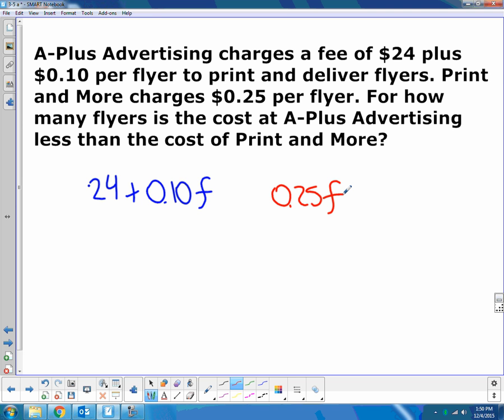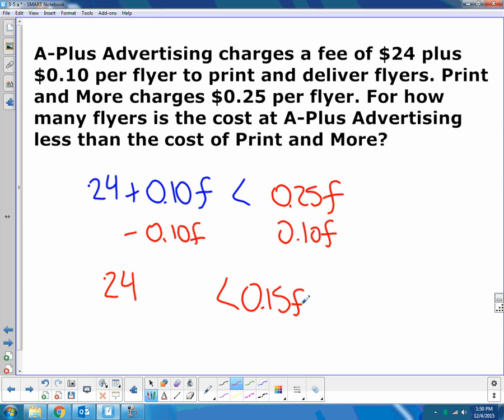For how many flyers is the cost of A+ advertising less than the cost of Print and More? So blue was A+, red was the cost of Print and More. So I want to know, when is A+ advertising less? For how many flyers is it going to be less? I have my setup. Now I can use algebra to help me answer this question. So if I subtract 10F from both sides and get my F's together, which sounds bad, but I'm going to get my F's together, I get 0.15 F's.